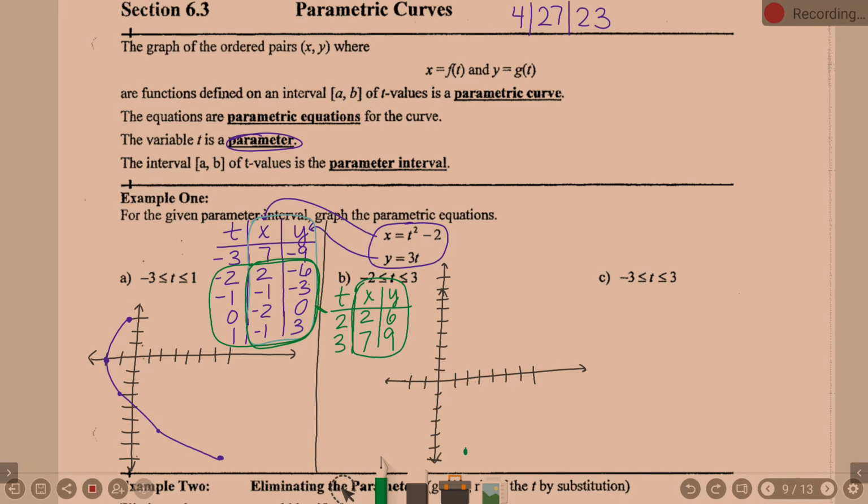Okay, -1, -3: left 1, down 3. -2, 0: left 2, up or down 0. -1, +3: left 1, up 3. Then in our new ones, right 2, up 6. And finally, 7, 9.